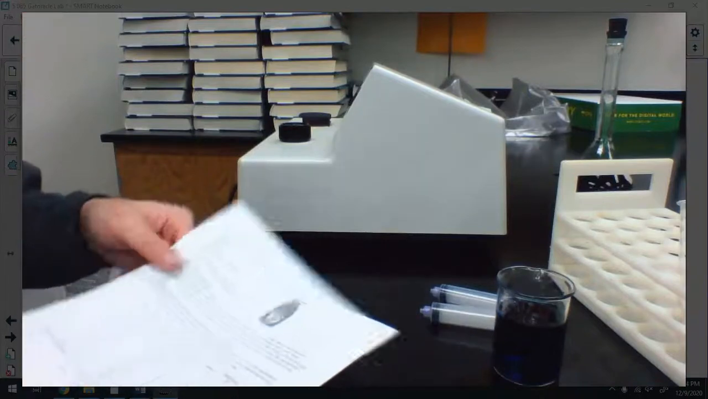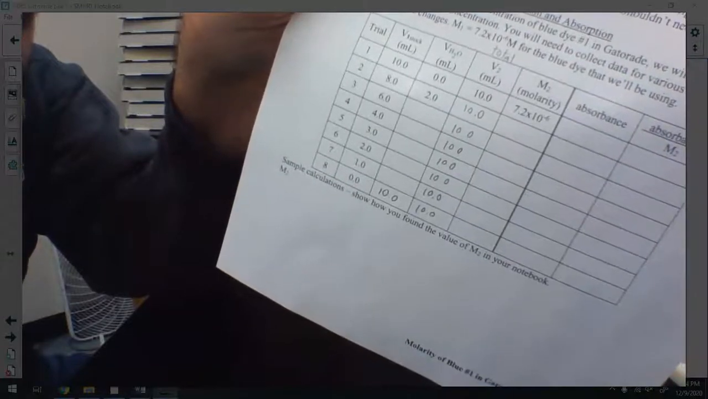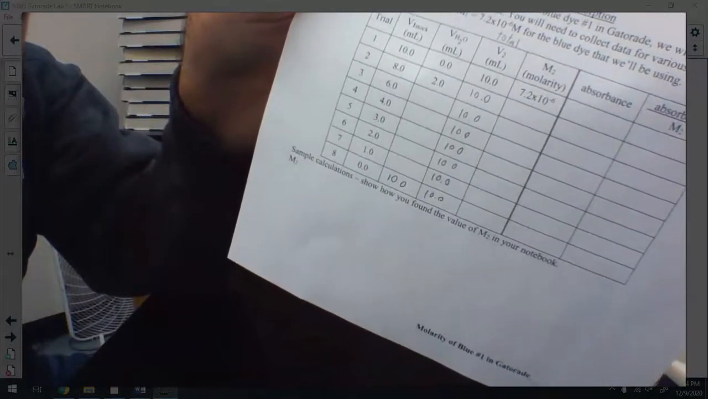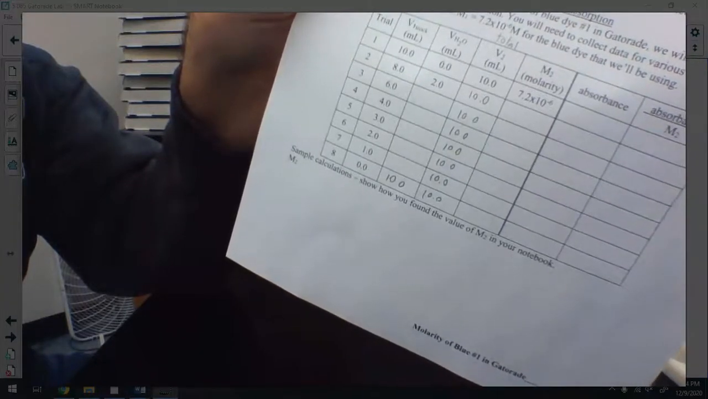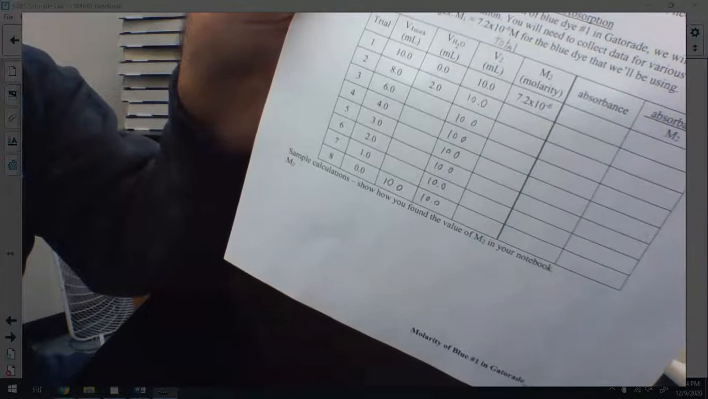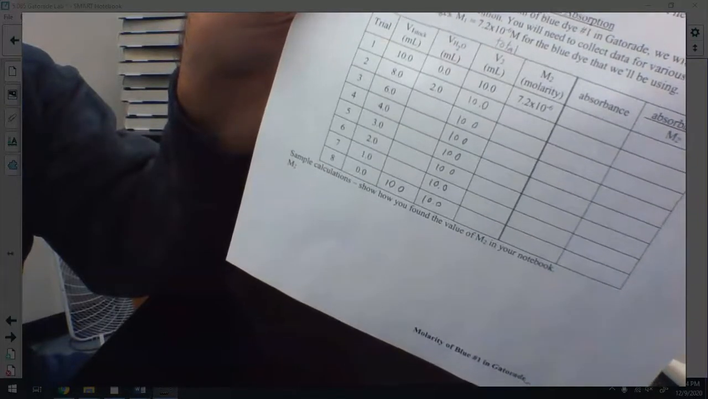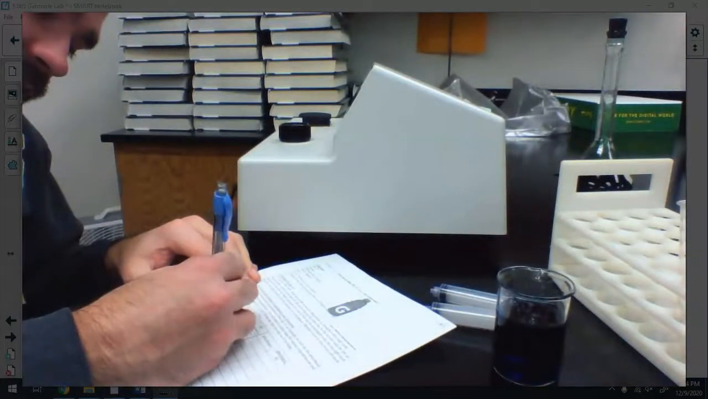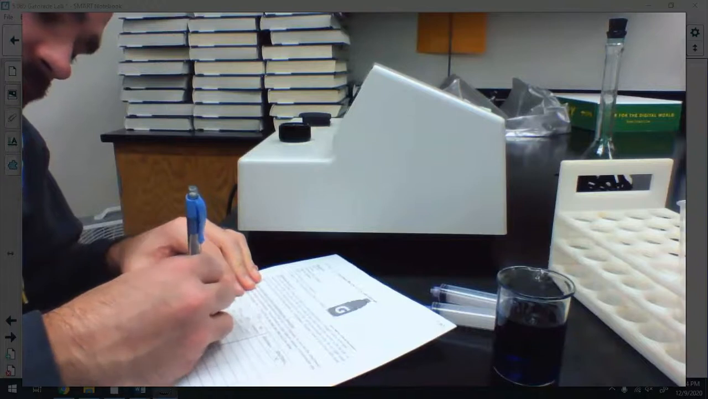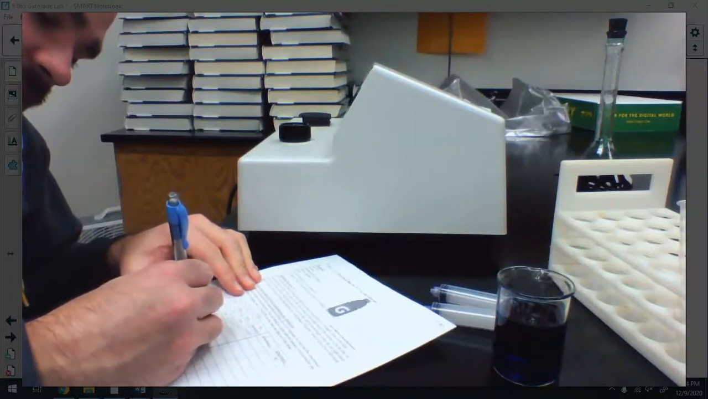Okay? So this is what I've done so far, if you can see. Right? And the math is very, very simple. The total's 10. So for the next one I did, 8 milliliters of blue, 2 milliliters of water, total of 10. The next one, 6 milliliters of blue, which leaves us with 4 milliliters of water, and a total of 10. So I'm just going to fill this in all the way, and these are the solutions that I'm going to make.